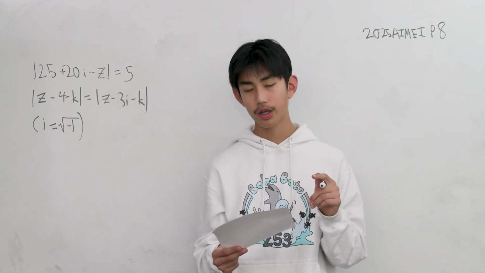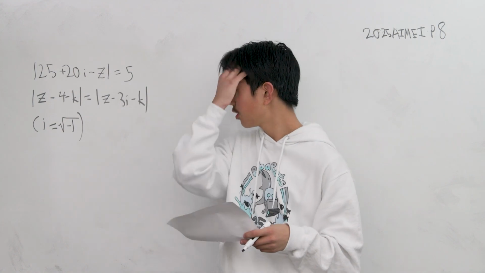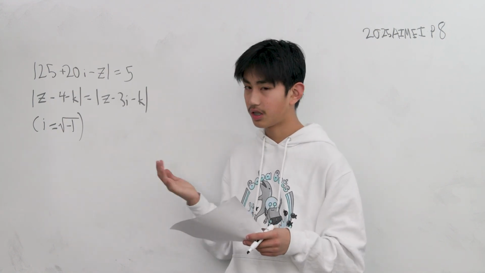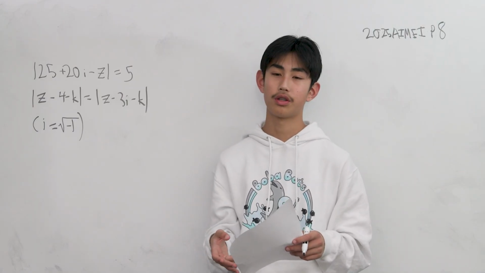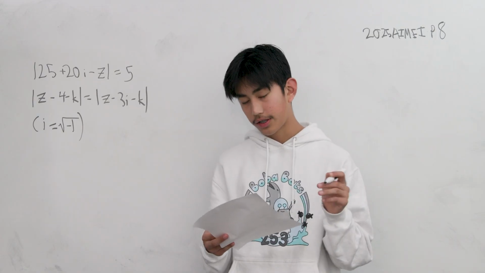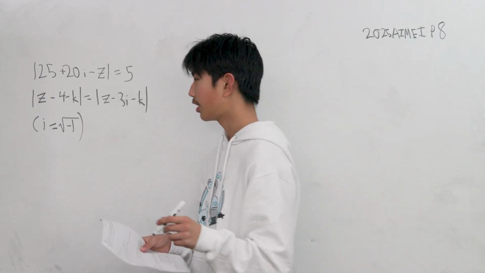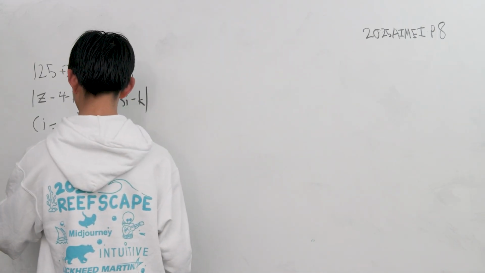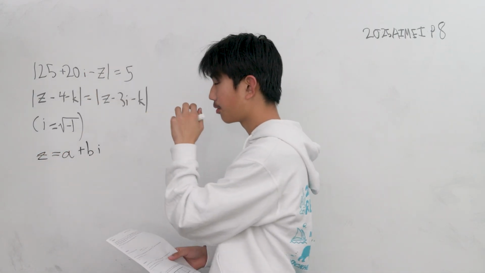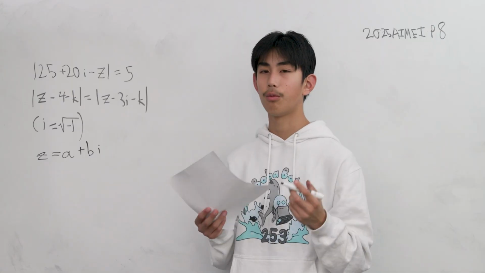Now, what we can do in this problem is use some manipulation with the tools they've given us to eventually figure out an answer. So, if z is a complex number, we know that z can be reduced to the form a plus bi, where i is equal to the square root of -1.